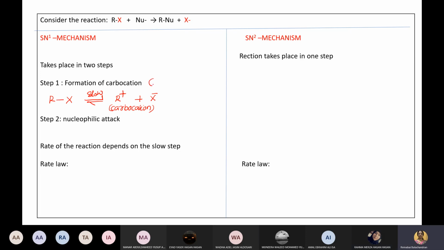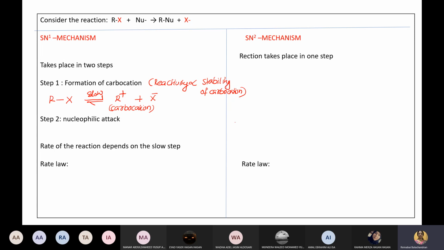So reactivity depends on the stability of the carbocation. If a stable carbocation is formed, the alkyl halide will be highly reactive. So this is step number one. In the first step, X minus is going.